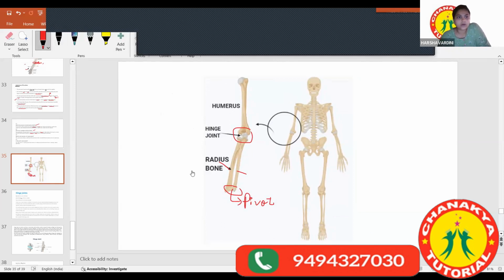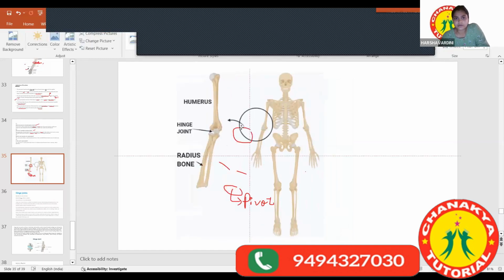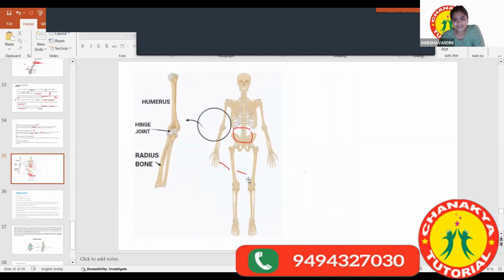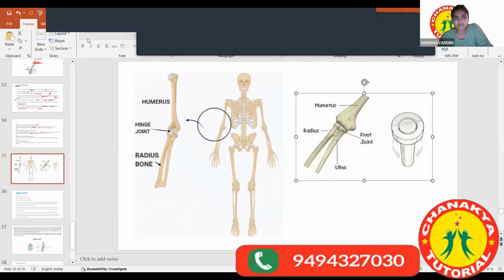See one more: pivot joint, radius, ulna, pivot joint. Now see, see here, the same diagram, what they have given. Can you see what they have given?